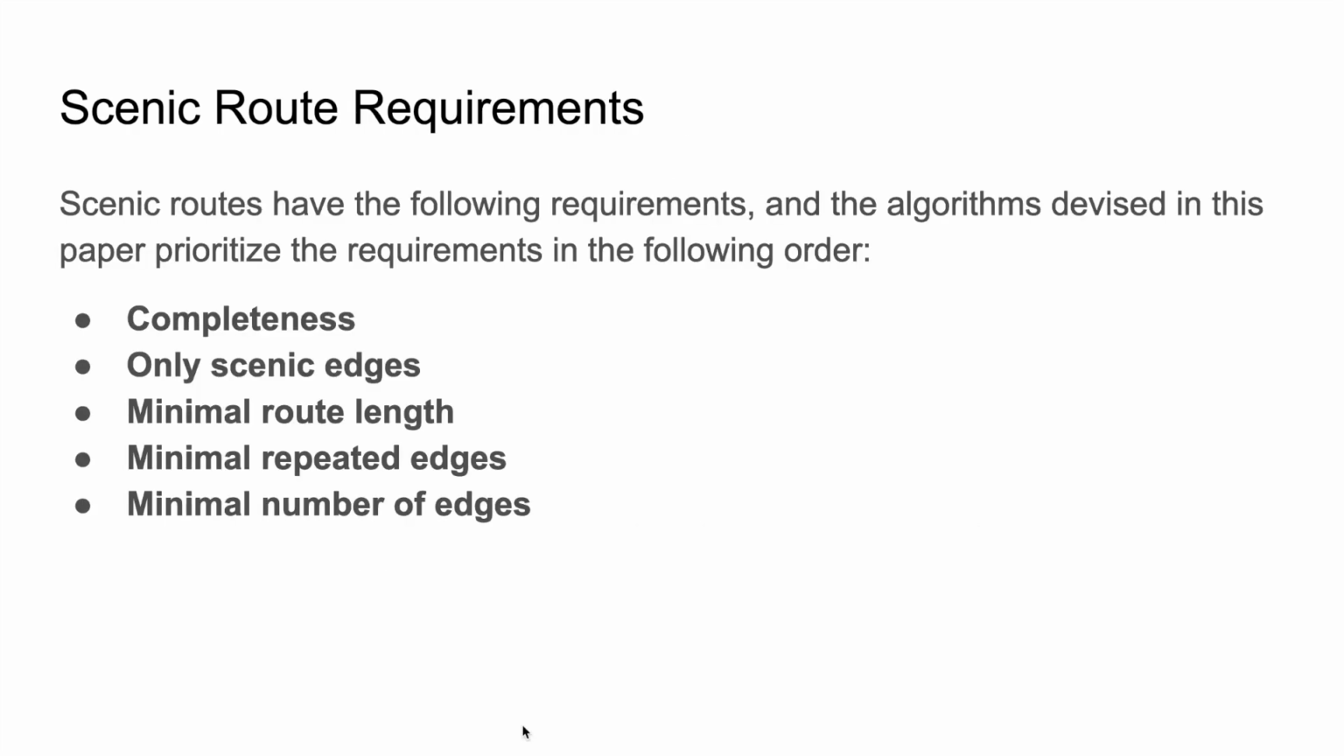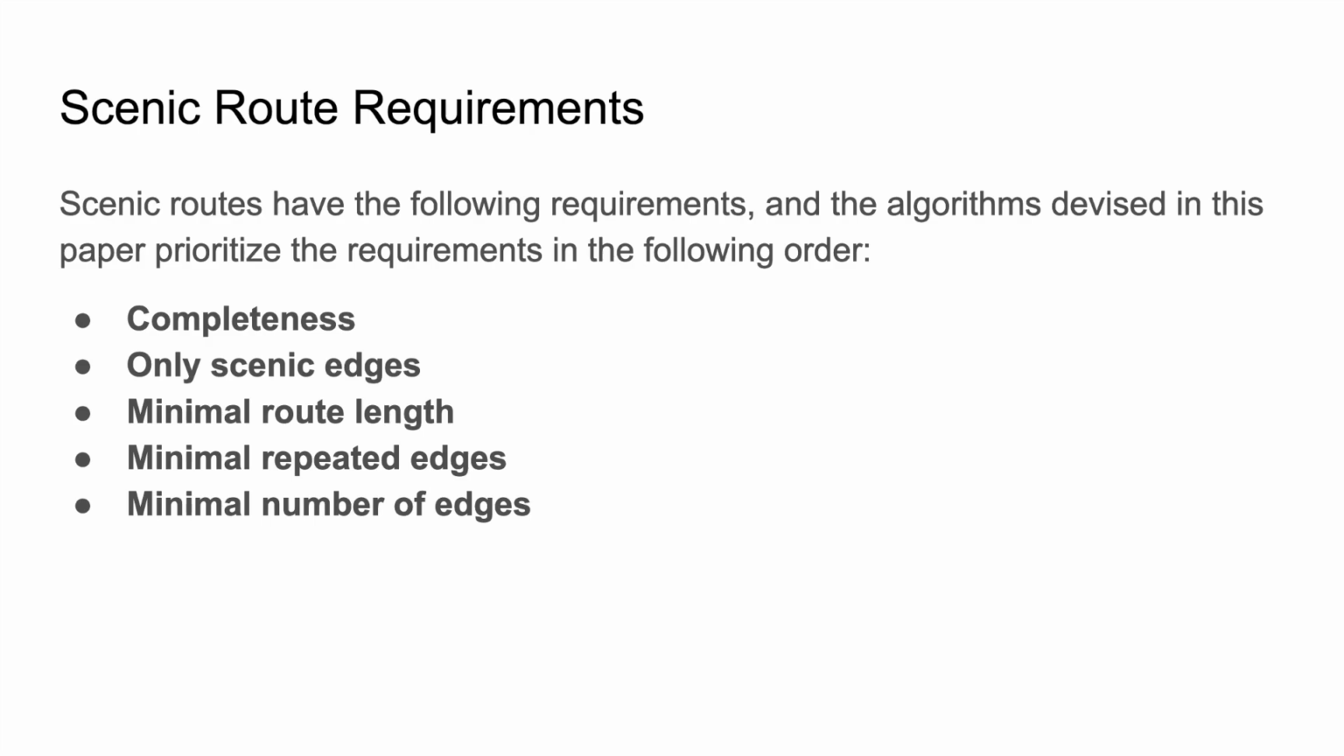Scenic routes have a certain set of requirements, and the algorithms devised in this paper prioritize the requirements in the following order. Completeness: the route provided by the algorithm must allow one to have a view of all the given red-blue pairs. Only scenic edges: the route must consist of only scenic edges.